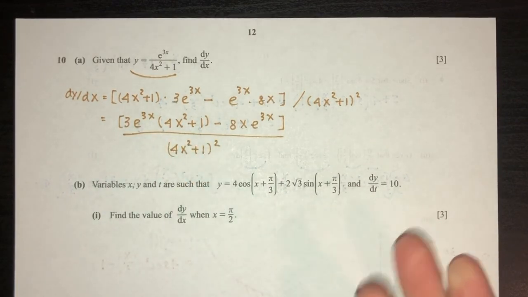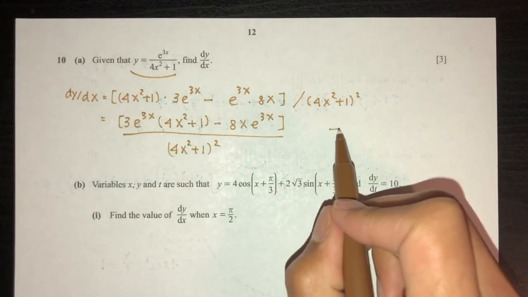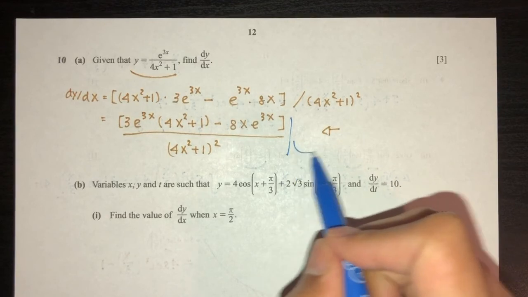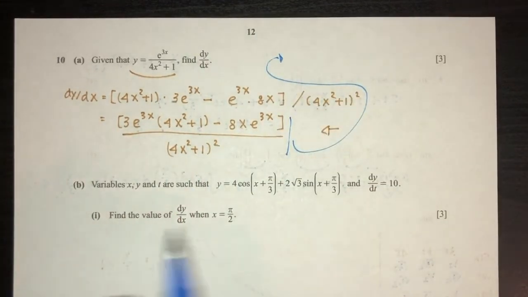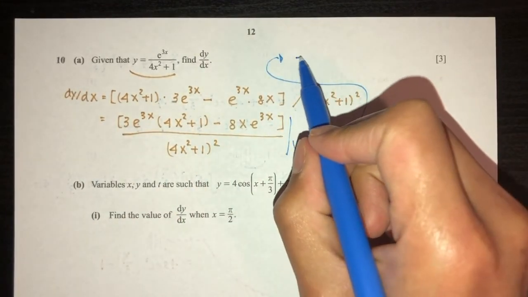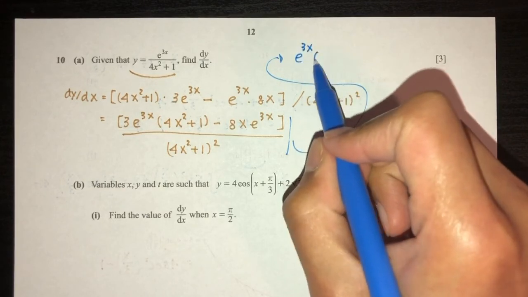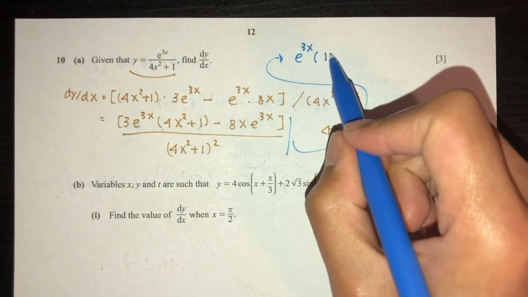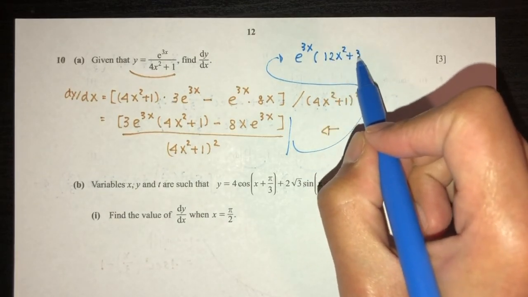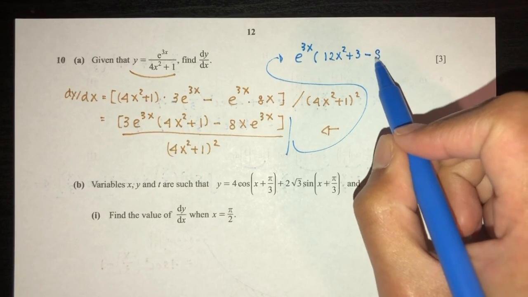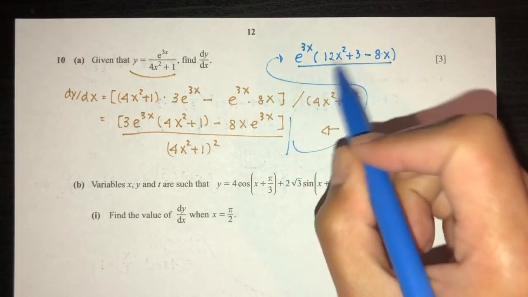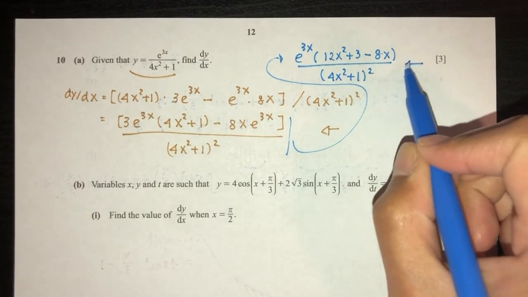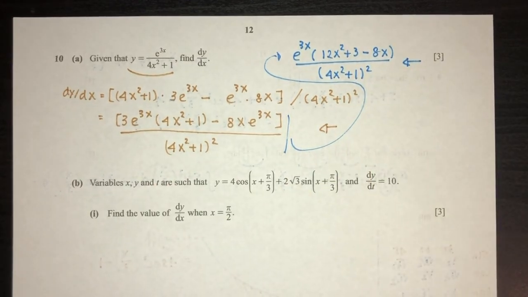Now you can simplify some more, or you can just stop right here, and that is fine as well. That is up to you. Now if you want to simplify, let's continue here. You will have exponential 3x outside. This will go in, and you will have 12x squared plus 3 minus 8x, over 4x squared plus 1 squared. That will be dy by dx if you want to simplify.